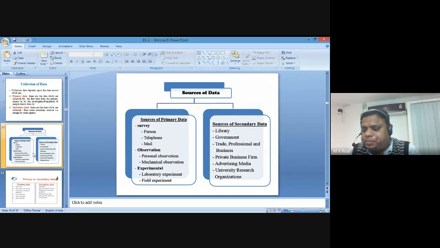Moving to the next part, in case of sources of secondary data, as I told, there are a large number of libraries present, starting from the school level, then intermediate level, the graduation level, and the university levels. They provide numerous books and journals. Even if your library has maintained some print media, that is also available as a secondary source of data.